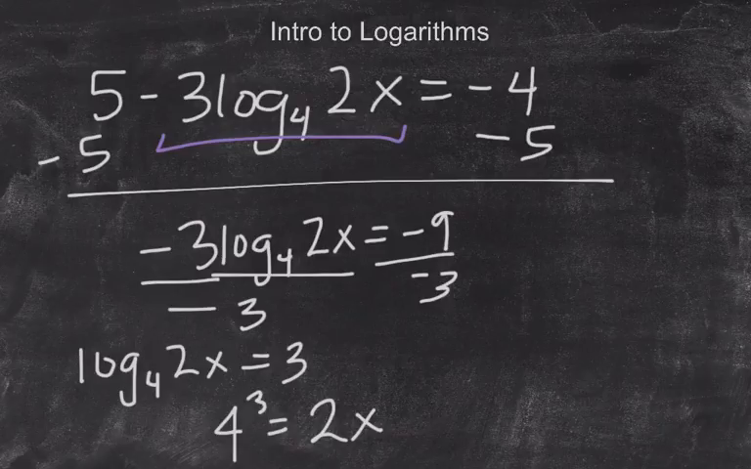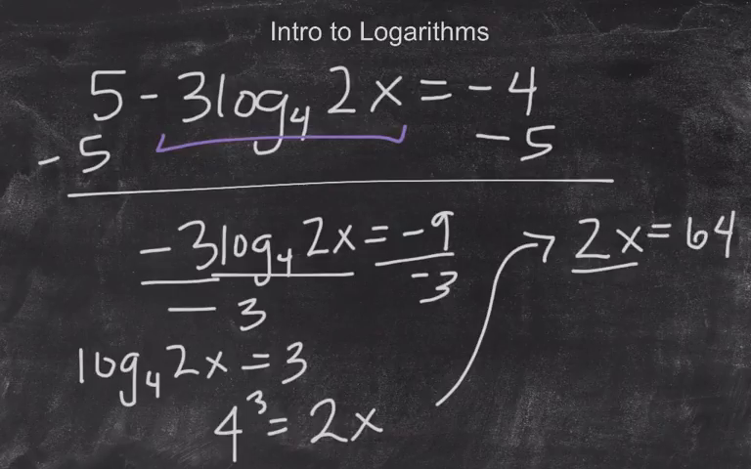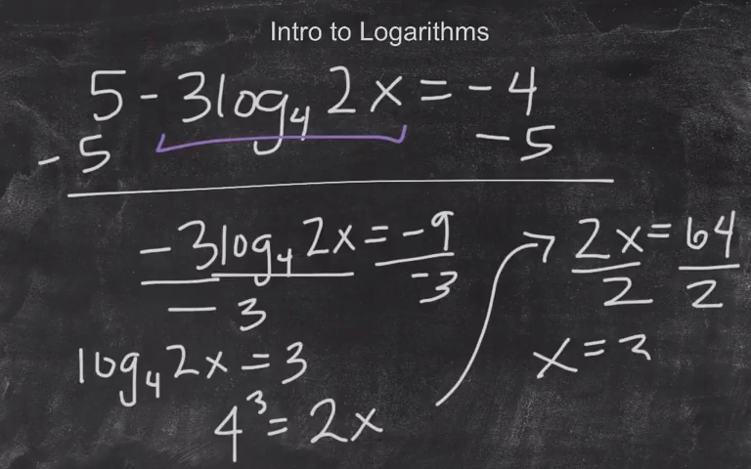And 4 cubed is 64, because 4 times 4 is 16, times 4 again is 64. So I've got 2x equals 64. And then I just need to divide by 2 on both sides to solve for the value of x. So x equals 32. So this was part 1 of a 3-part series on logs.